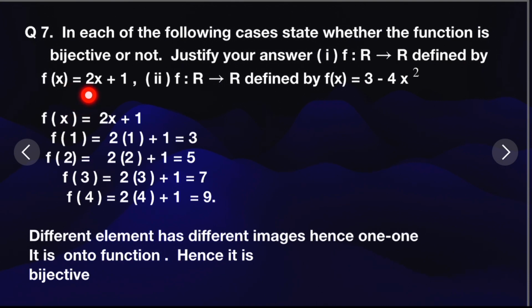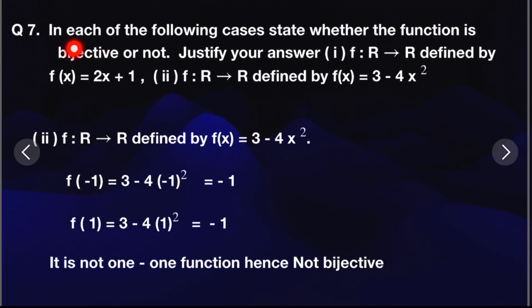That is the function 2x plus 1. So find out for distinct values, you will get distinct images. So hence it is a 1 to 1 function. And then these images, whatever you get, they are all part of this set R only. So actually the range is equal to the codomain. So it is an onto function, hence it is bijective.